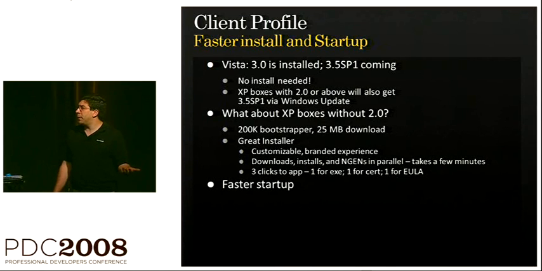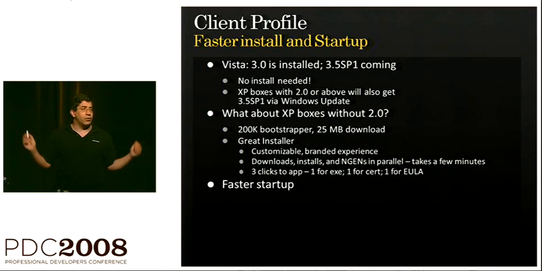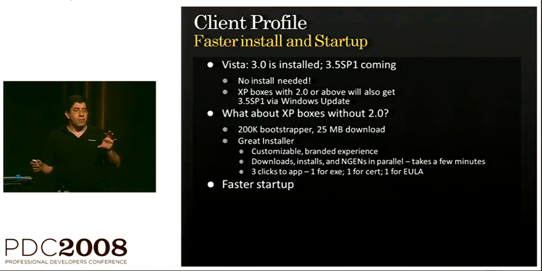But what about those XP boxes without 2.0, right? You all love the managed code. You want to make sure the framework is there. We're making it easier than ever to get it installed, easier and faster. There's a 200K bootstrapper. It's a 25 megabyte download. We're not giving you the full framework. We're leaving out things like ASP.NET that you probably don't need on your client machines.